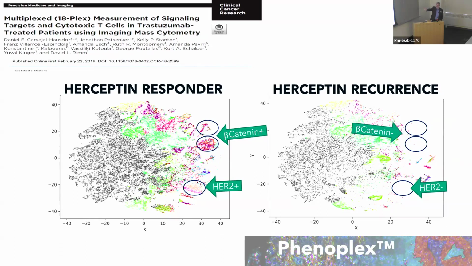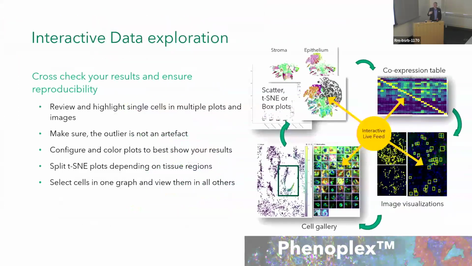Once we've been able to identify a plot like this, really what we want to do is know where those cells are that have been gated in those circles, right? We want to see them. Right now, they're just points in a graph. I want to see them. And the interactive plotting tools within Phenoplex really give you the ability to dive into these images.